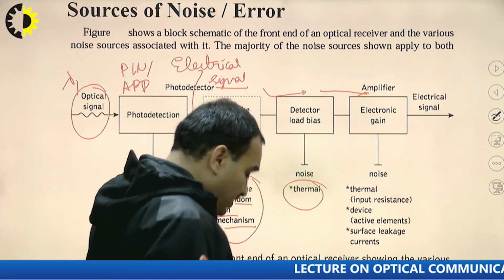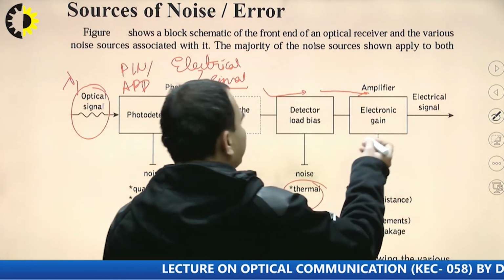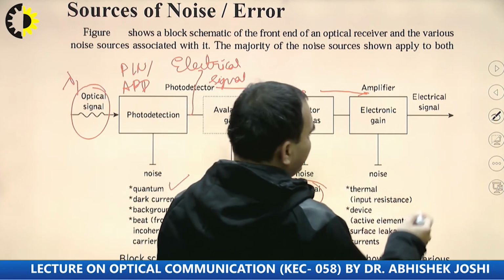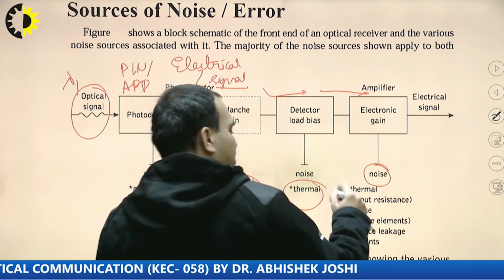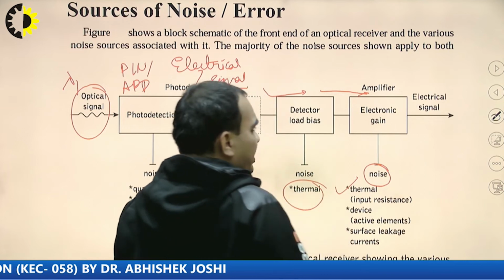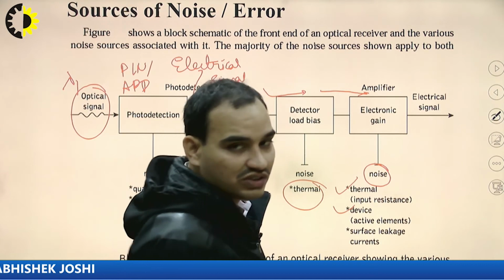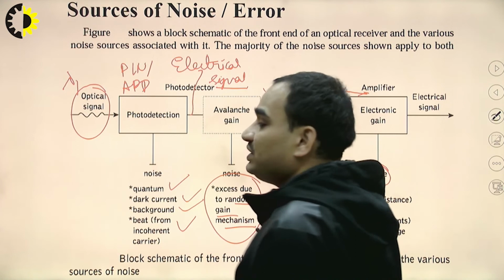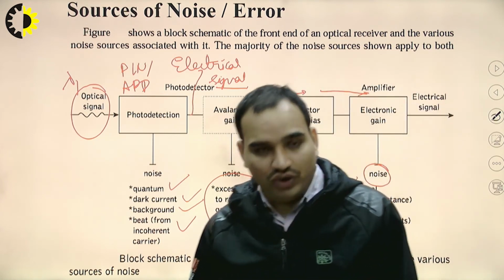So when we are using an electronic gain, or you can say the electronic amplifier, to amplify this electrical signal, because this signal will be very weak, so we have to amplify it again. So there will be a source of noise. The first source of noise will be the thermal noise due to the input resistance. Now due to the active element which amplifies it, the devices, we are having the noise due to the active elements, and due to the surface leakage current, we are having the third part of the noise. So there are three basic sources of noise in an electronic amplifier.